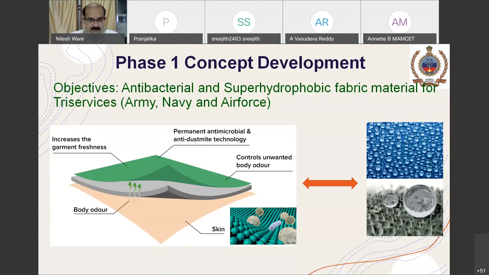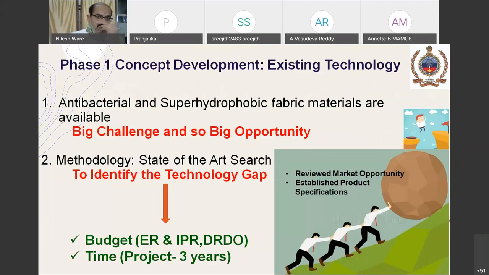self-cleaning characteristics. So why do we need this? Because it increases garment freshness and reduces body odors. We have millions of bacteria, useful and non-useful. We don't want to have those bacteria with us in our body, which cause post-infections. And also, like anti-dust mite technology, with the superhydrophobic property, I don't want any particles to adhere on the substrate so that it causes drawbacks or infections in reaction to the sweat. So these were the mandates. As you could see in the previous slide, the objectives are clear. Simple objectives, but very clear.